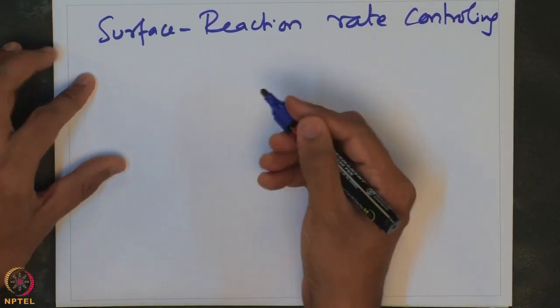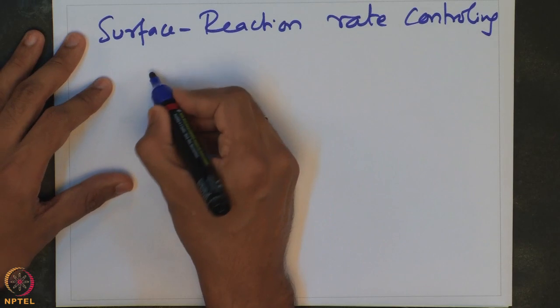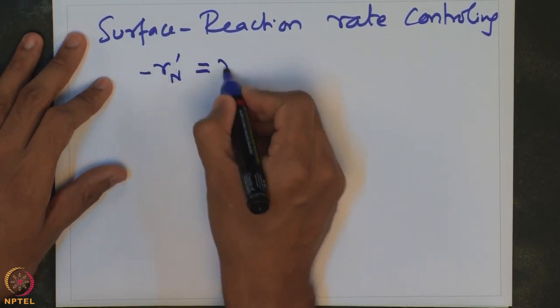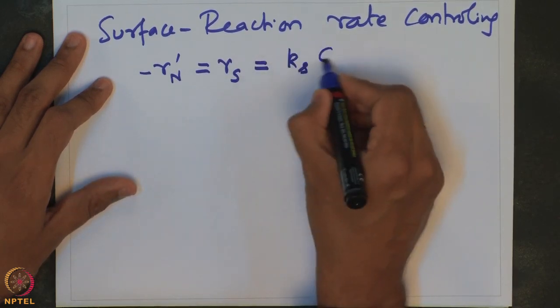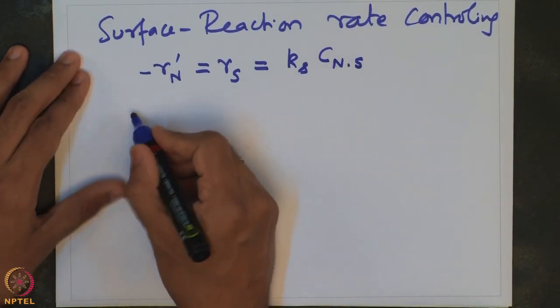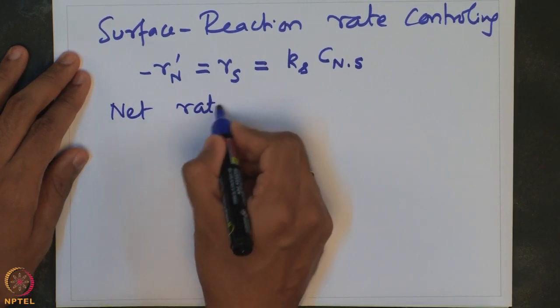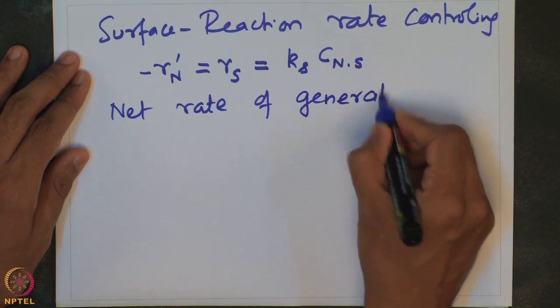Let us assume that surface reaction is rate controlling, and since the reaction is actually an irreversible reaction, then the overall rate is essentially given by the surface reaction, which is given by Ks into Cns. Let us assume that it is first order, and then let us consider the net rate of generation of the other species.